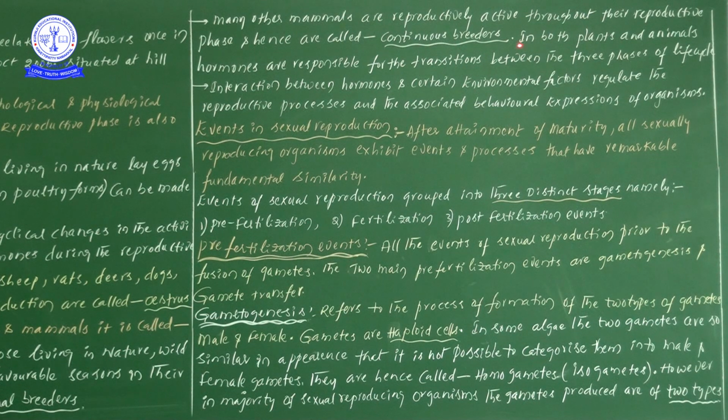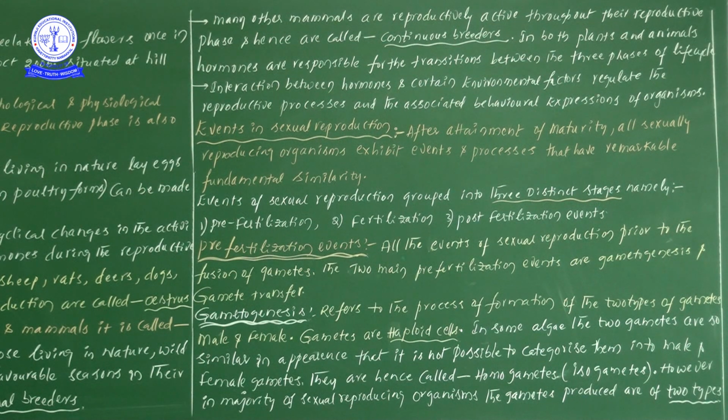We observe this in both plants and animals. In some organisms, the reproductive phase is active seasonally, and in other organisms, the reproductive phase is active throughout the life cycle. In both plants and animals, hormones are responsible for the transitions between the three phases of their life cycle.